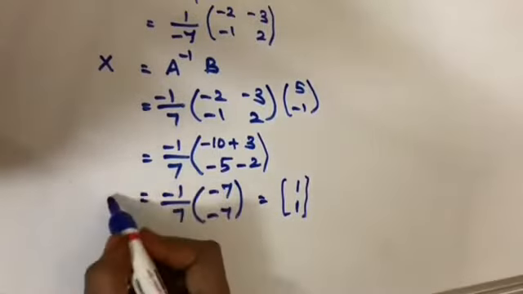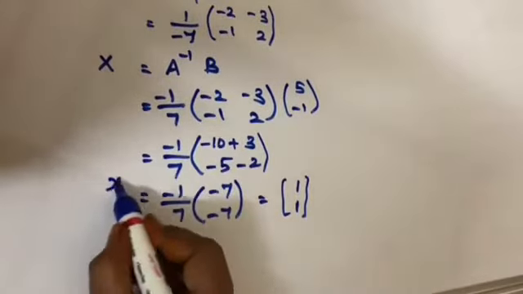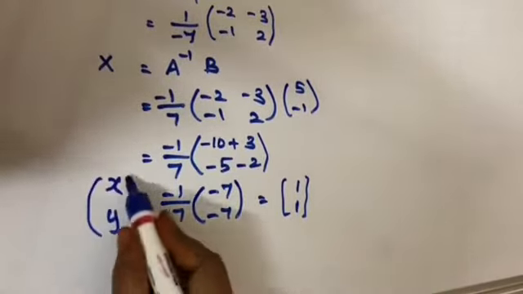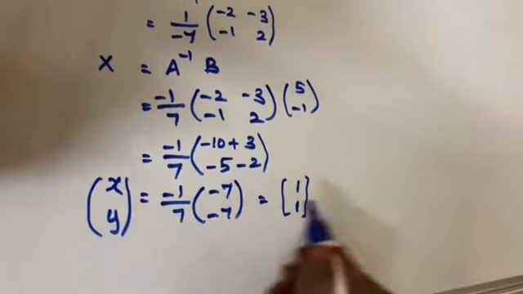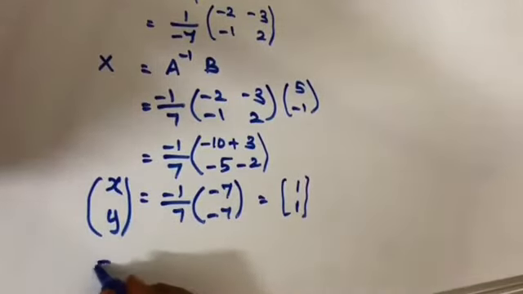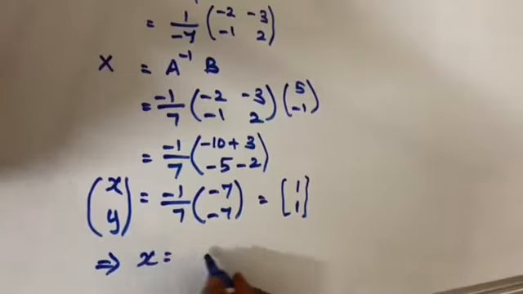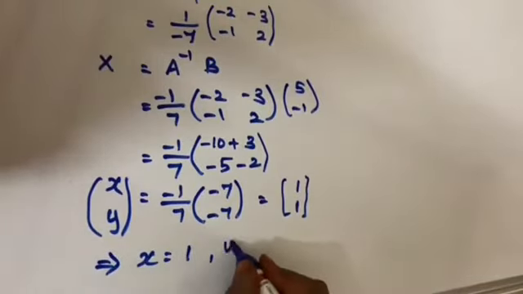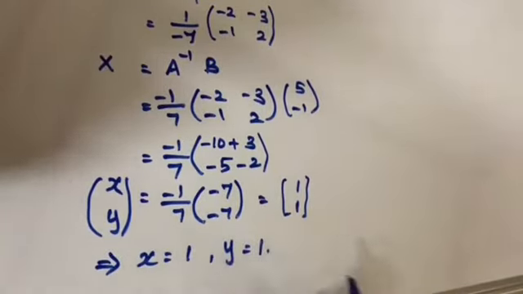So the value x denotes the matrix x and y, right? Okay, so x, y is equal to 1 comma 1. That implies the variable x is equal to 1 and y is also equal to 1. These are the answers. Okay.